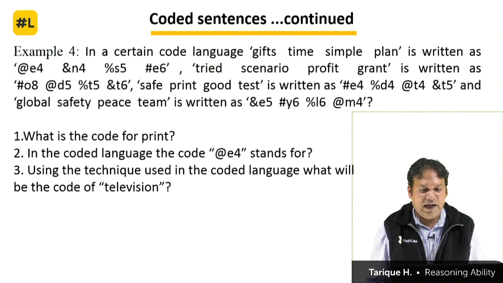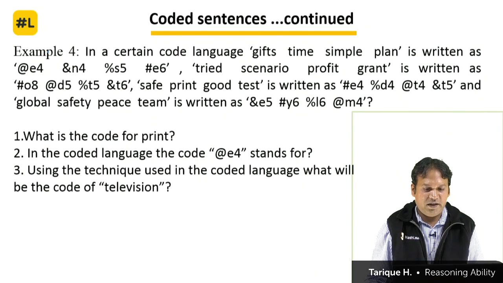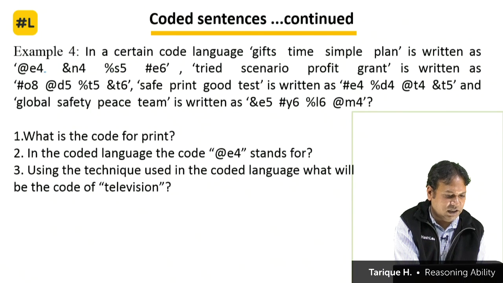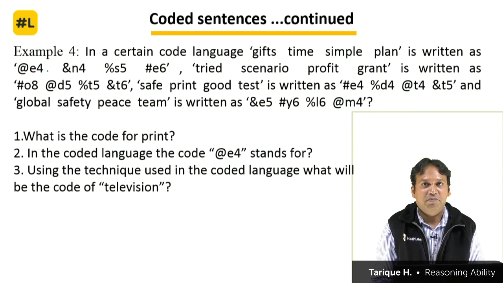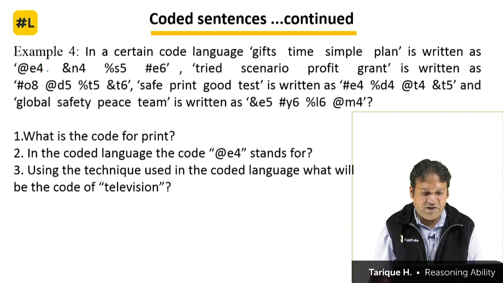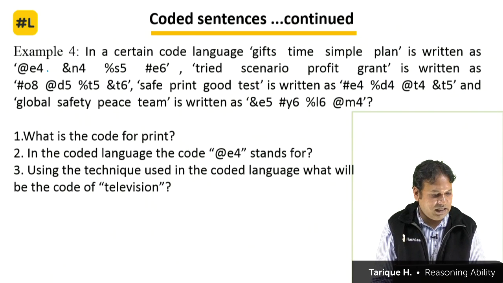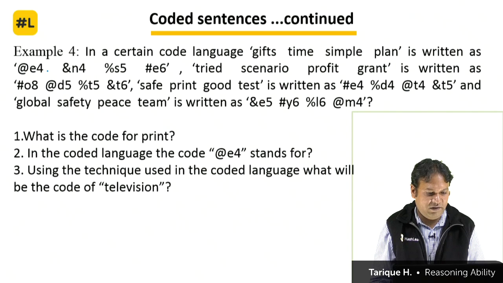In a certain code language, gift time simple plan is written as, look at the codes here, @E4, &N4, %S5, #E6. Similarly, tried scenario profit grant is written as #O8, @D5, %T5, &T6.